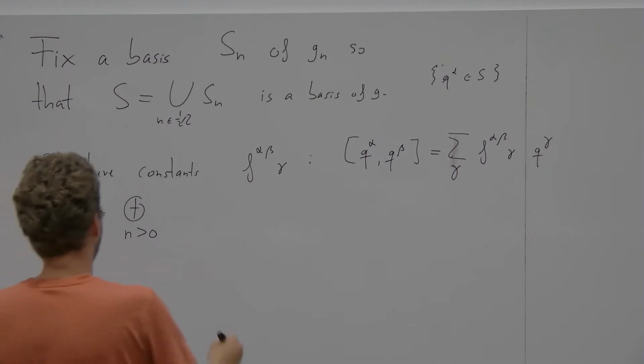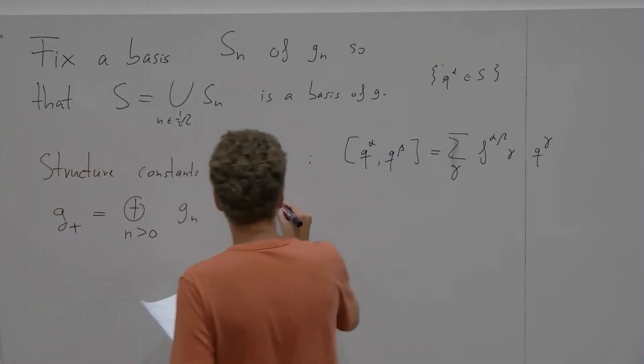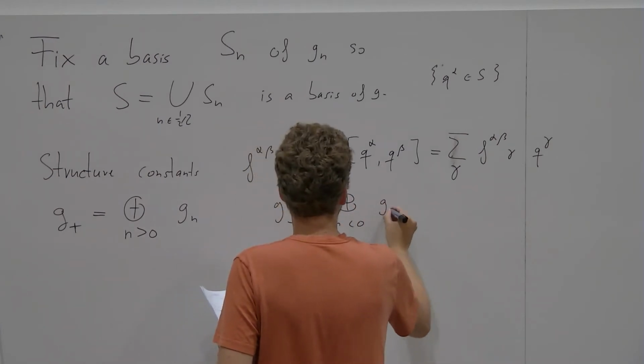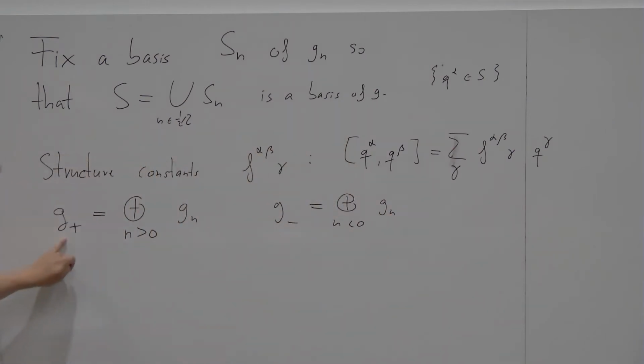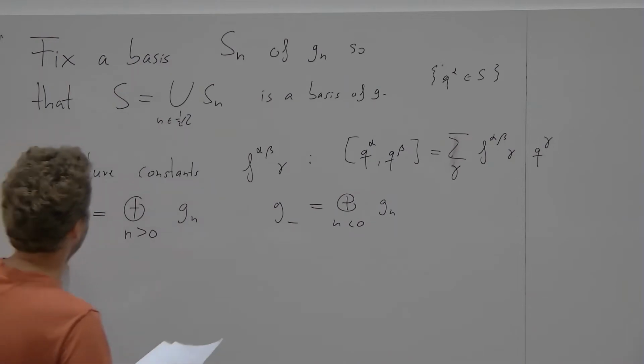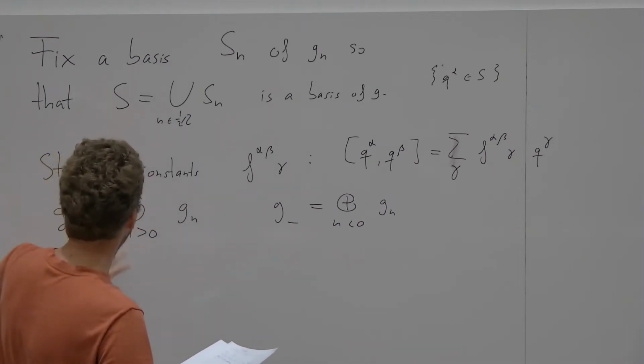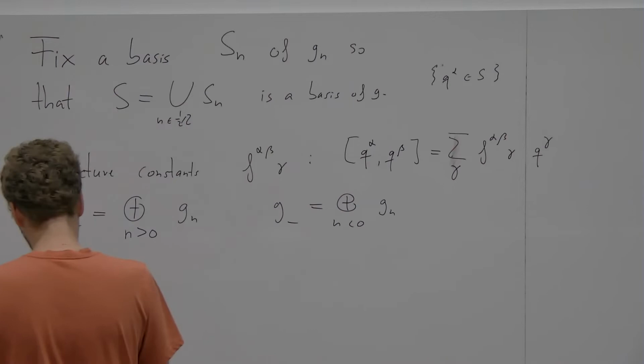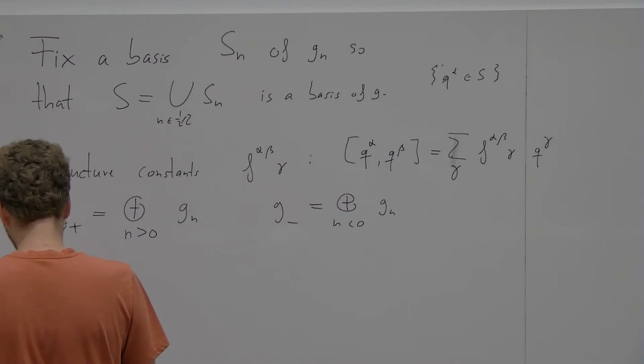So then we introduce the positive part and the negative part of the Lie algebra. And this positive part is exactly the part on which we want to do our gauge fixings. So we want to write down a differential that involves in particular the elements, the fields in here. And correspondingly, we denote S plus and minus the restriction of the basis to G plus and G minus.